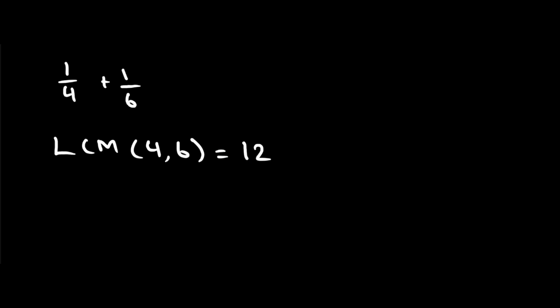Now here's the important part. We don't randomly change the fraction. We multiply the numerator and denominator by the same number. Why? Because multiplying top and bottom by the same number does not change the value of the fraction.